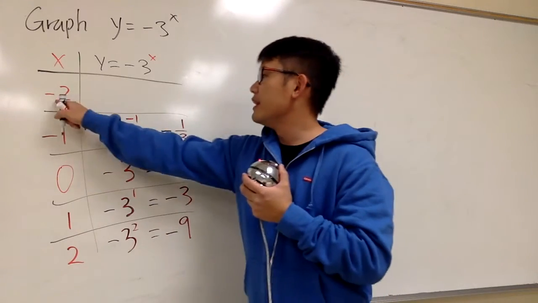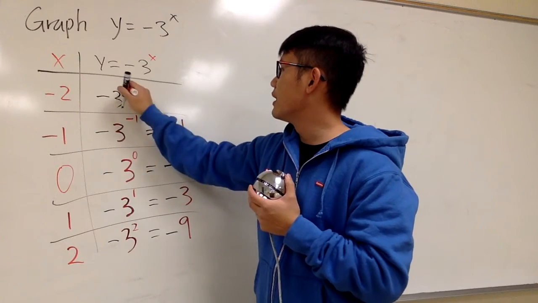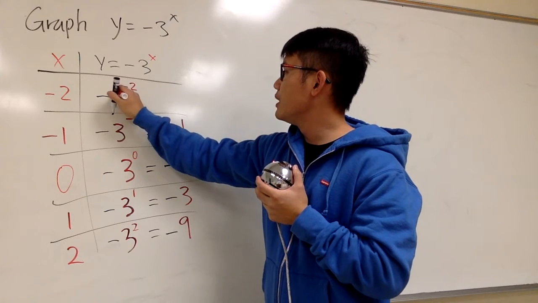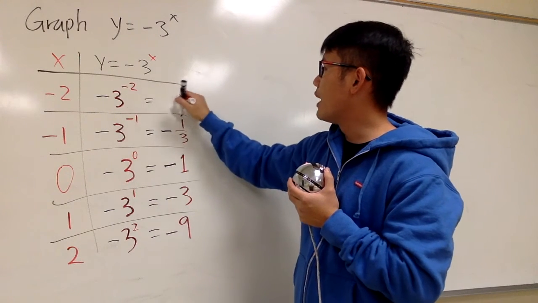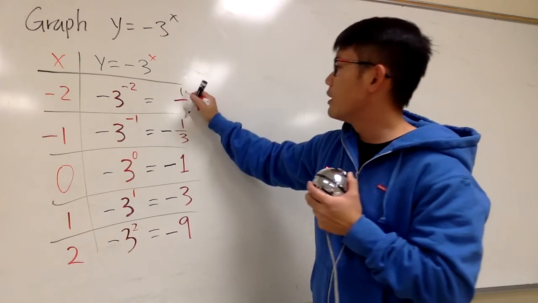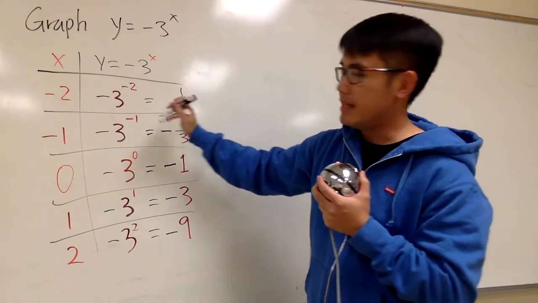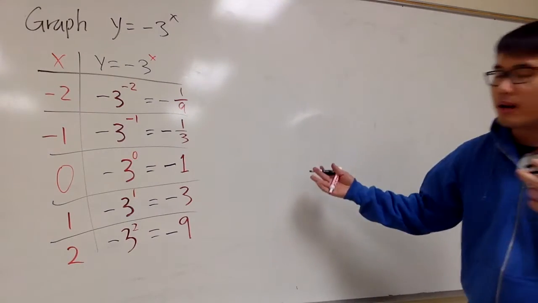One more. Negative 2 right here, plug in. We have negative 3 raised to the negative 2 power. And look at this carefully. 3 to the negative 2 power is going to give us 1/3 squared, which is 9 in the denominator. We have 1/9 for 3 to the negative 2 power. And then still maintain that negative symbol. And then we are ready.